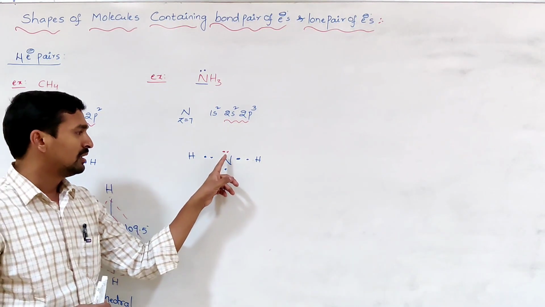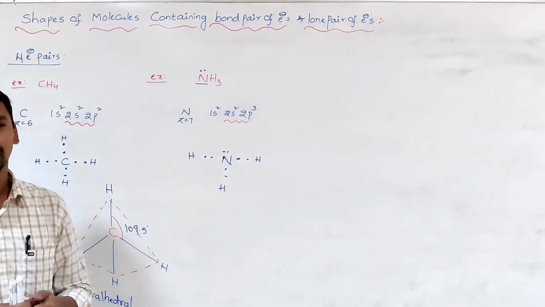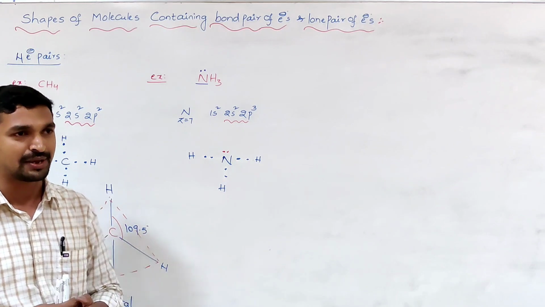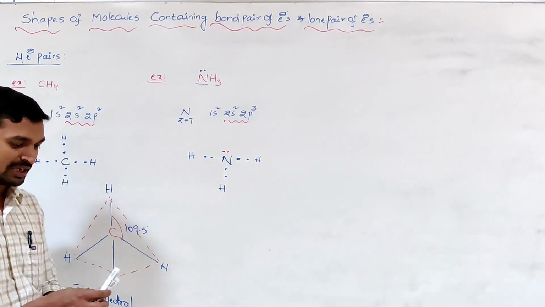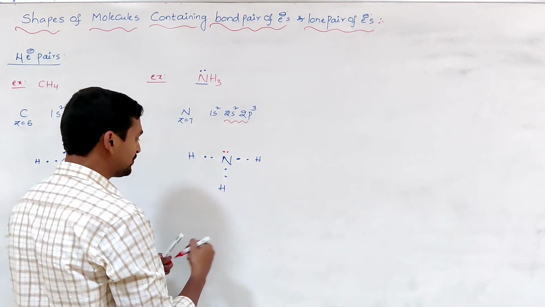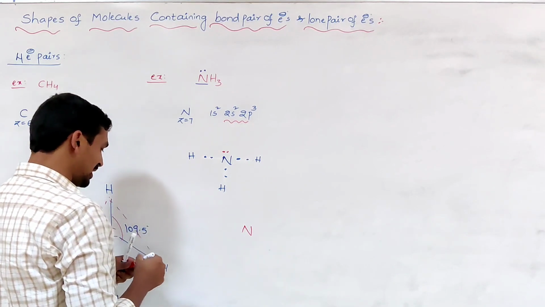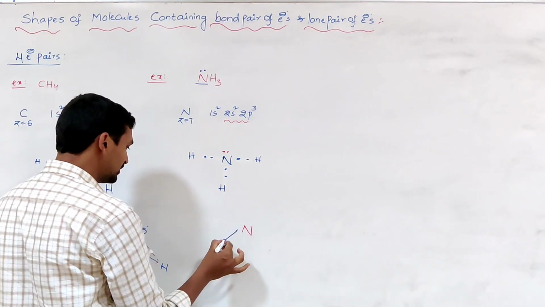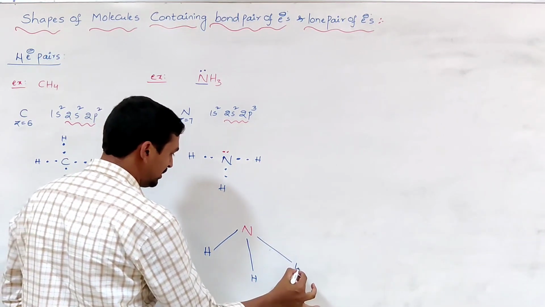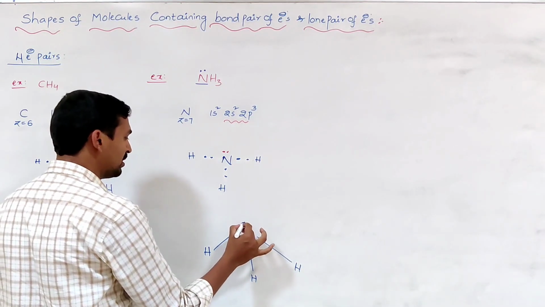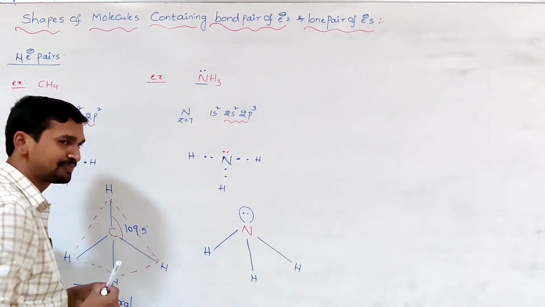But here, out of the 4 electron pairs, 1 lone pair of electrons is present. That's why there is a distortion in geometry. This distortion results in a pyramidal shape. So each hydrogen atom is connected to the central nitrogen atom and adopts a pyramidal shape. One lone pair of electrons is present on the nitrogen.